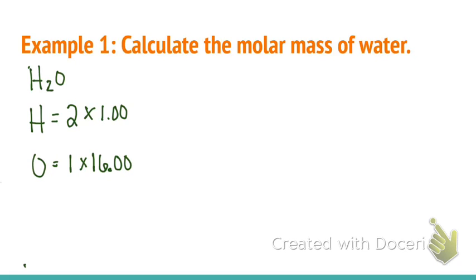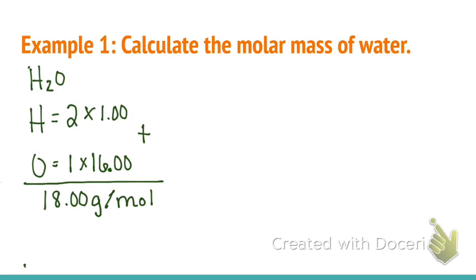So mathematically, what we need to do to get our grand total is multiply 2 hydrogens times its mass of 1, add that to the 1 oxygen with its mass of 16. So that gives us a grand total of 18.00. This is a unit, grams per mole. That tells us to have 1 mole of water, you must have 18 grams.